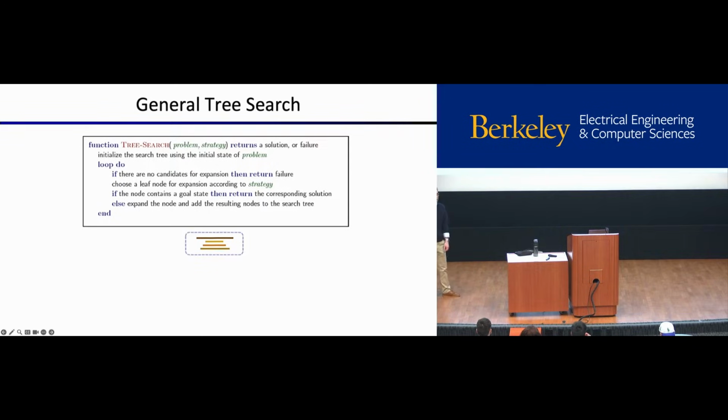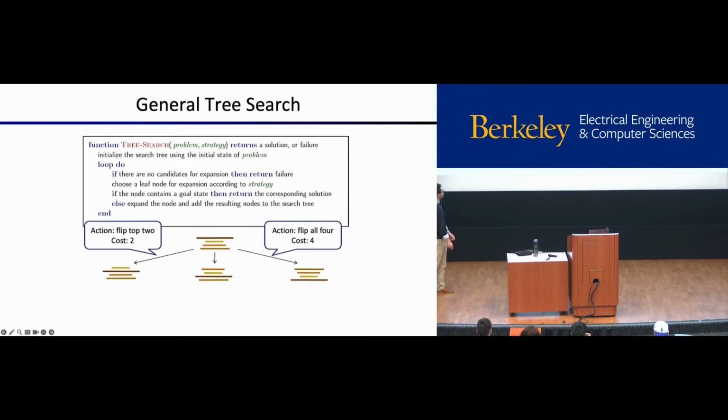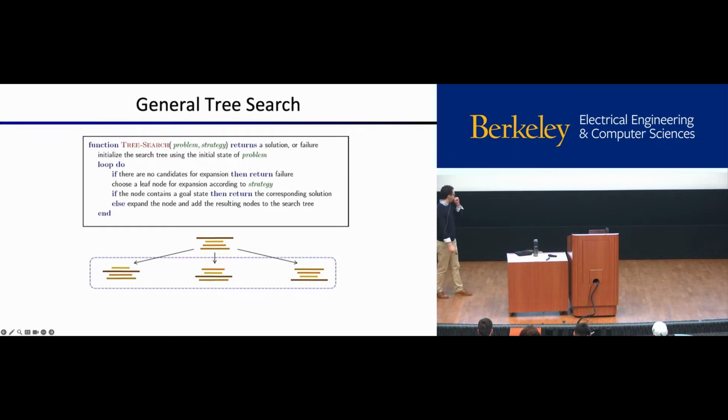So it's in the fringe, and then we say, all right, let's take it off the fringe, put its successors into the tree. Those are its successors. Maybe we take these 3 actions, and those are the next states. Now, these might have costs associated with them. These are now our new fringe.